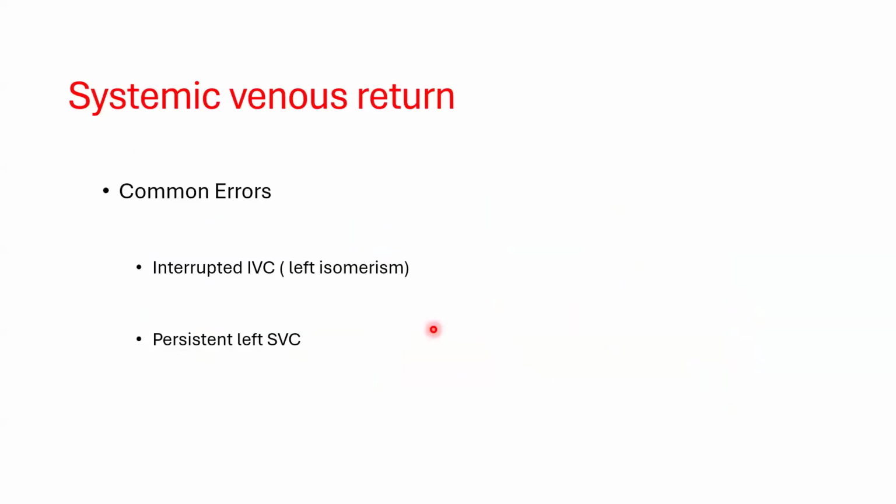And the other problem that may also happen is when you have a persistent left SVC. And this also ties in with anomalous pulmonary venous drainage as well. The left SVC is especially important when it comes to cardiothoracic surgery because of cannulation of the vena cava. The surgeon must know about a persistent left SVC so that they can cannulate it as well as the right SVC.